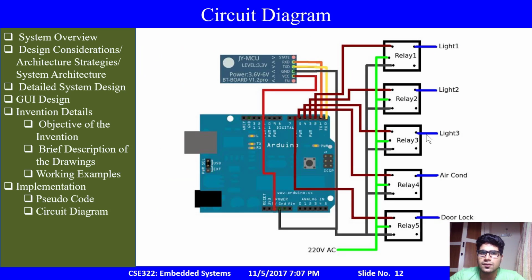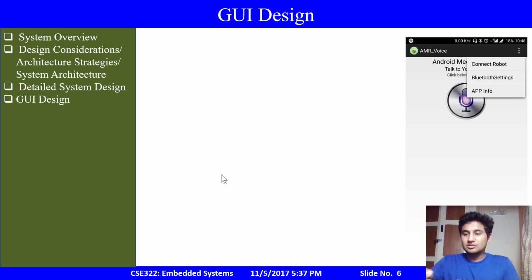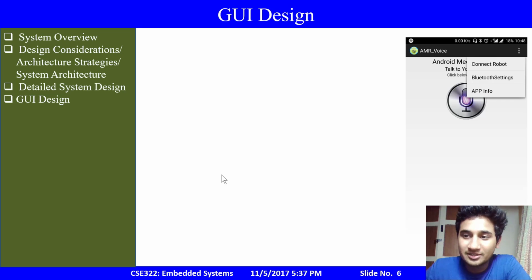This is the circuit diagram for our system. You can see the Bluetooth module and the relay switch are connected to the Arduino. The relay switch is used when we are dealing with a high voltage supply, the 220 volt supply. For our prototype, since we are not dealing with such high voltage, we're going to replace the relay with the LED and the resistor.